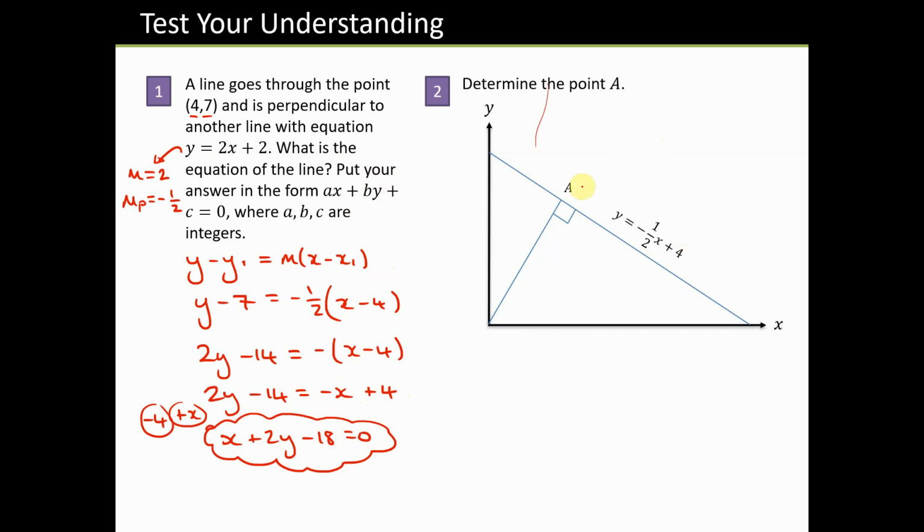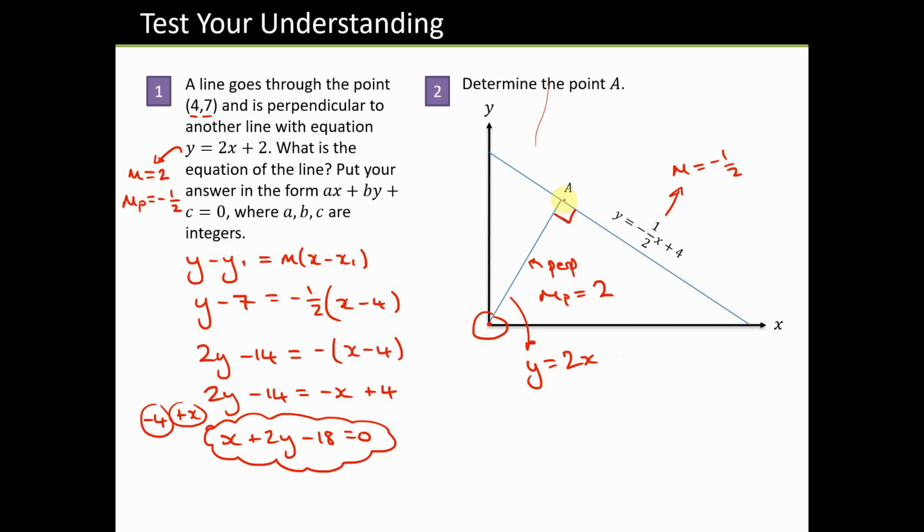Determining the point of A, well, we know as we've got a right angle here, that's the definition of perpendicular lines, they form a right angle, so this line is perpendicular. Now we know the gradient of this is minus a half, so the gradient of our perpendicular line should be positive 2. And as it passes through the origin, we know that this equation of the line is going to be y equals 2x, because of the gradient, plus 0 because the y-intercept would be 0.